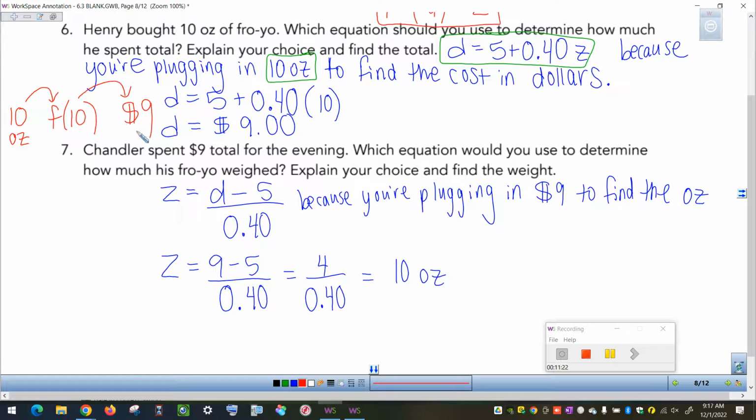Then, for Chandler's problem, it's kind of like we took the $9, so now we're thinking about that as our starting point. And we did not plug that into the original equation from today. We plugged it into the inverse. We decided the inverse made more sense to plug into. So we plugged it into f inverse. When we did f inverse of $9, the output got us back to where we started with 10 ounces.